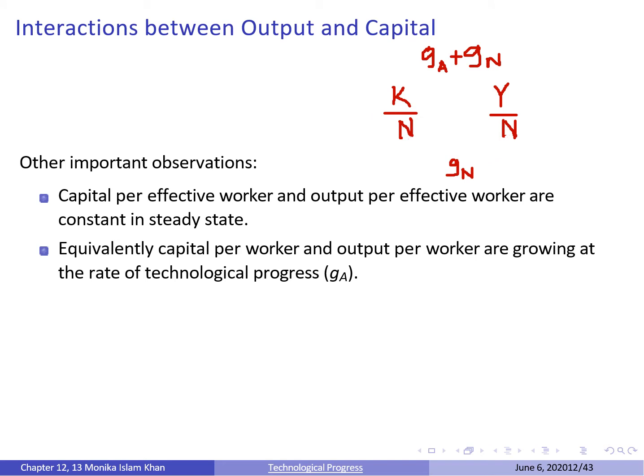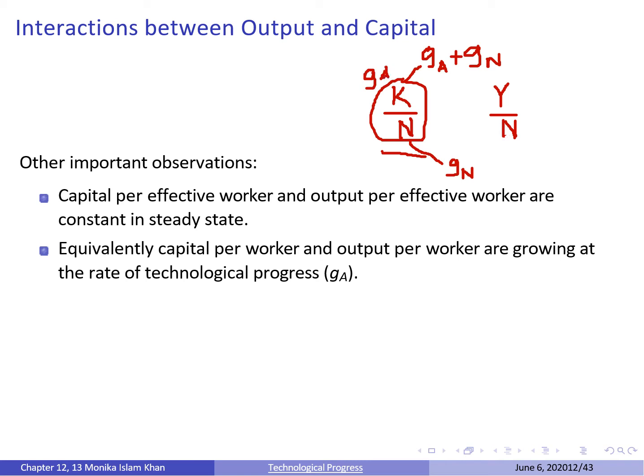In the same way, capital per worker and output per worker are growing at the rate of technological progress. How? So this is your capital per worker, and notice that we are not looking at capital per effective worker, we're looking at capital per worker. So capital per worker, your numerator here, capital, is growing at gA plus gN, and your denominator N is growing at gN. Therefore, capital per worker is growing at gA.